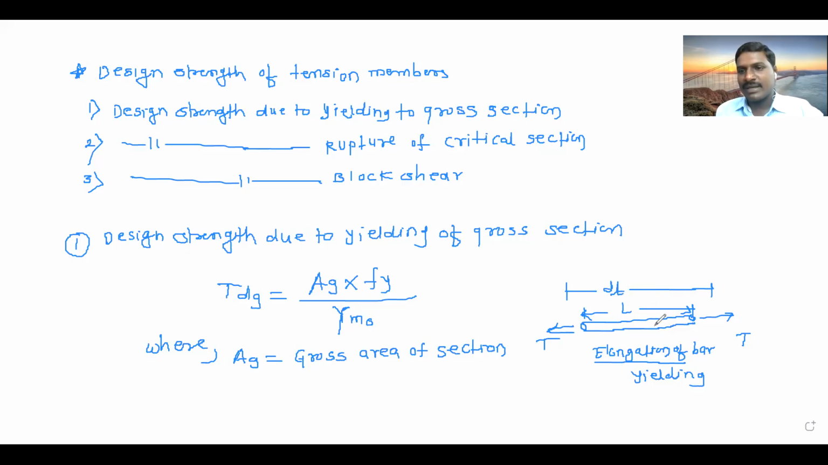then the change in length is delta L. It means what happened here? Elongation happens. So elongation is nothing but yielding here. Yielding is nothing but the member will elongate, and at one end what will happen?